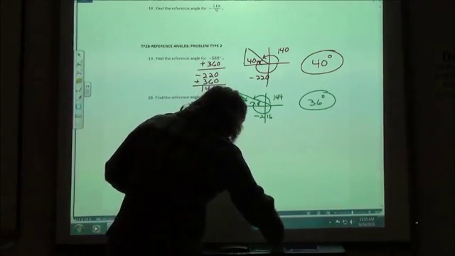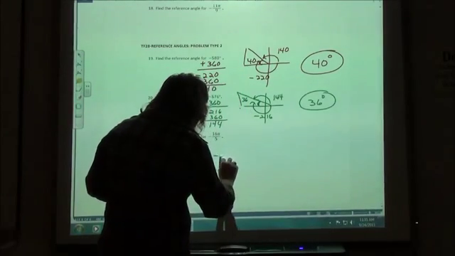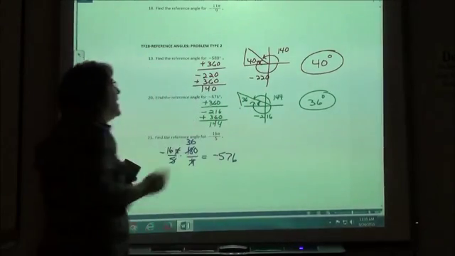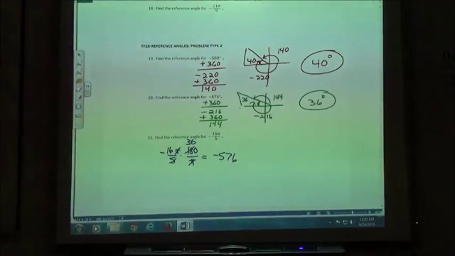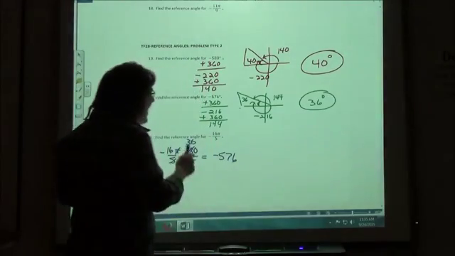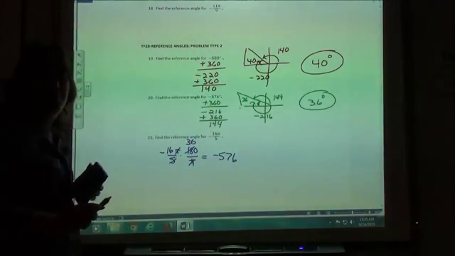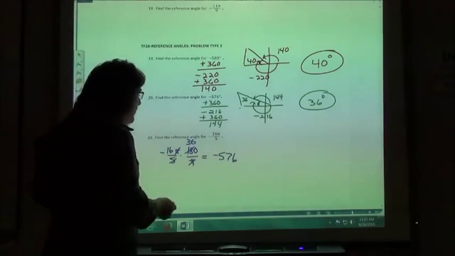Whoops, now I wrote 570, it should be negative 576. I was so flustered that they gave me the exact same angle that they gave me up there on the previous problem. Oh well. So once it's in degrees, I can change it so that I have an angle either between 0 and negative 360 or 0 and positive 360.